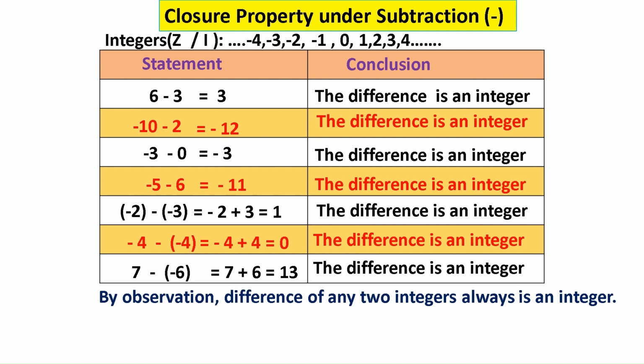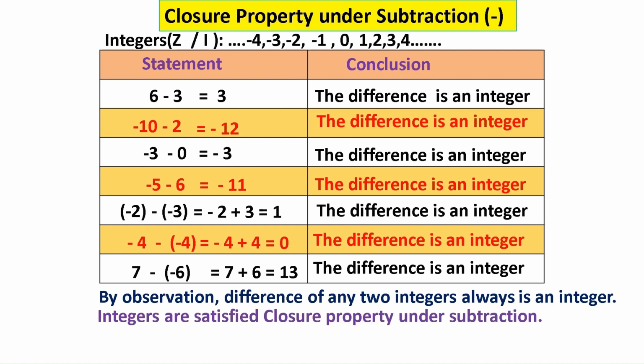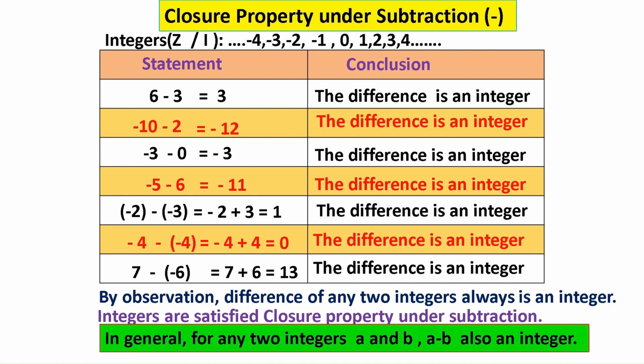Now by observation from this table, the difference of any two integers is always an integer. So integers satisfy the closure property under subtraction. Now in general, for any two integers a and b, a minus b is also an integer. This property is known as the closure property under subtraction.